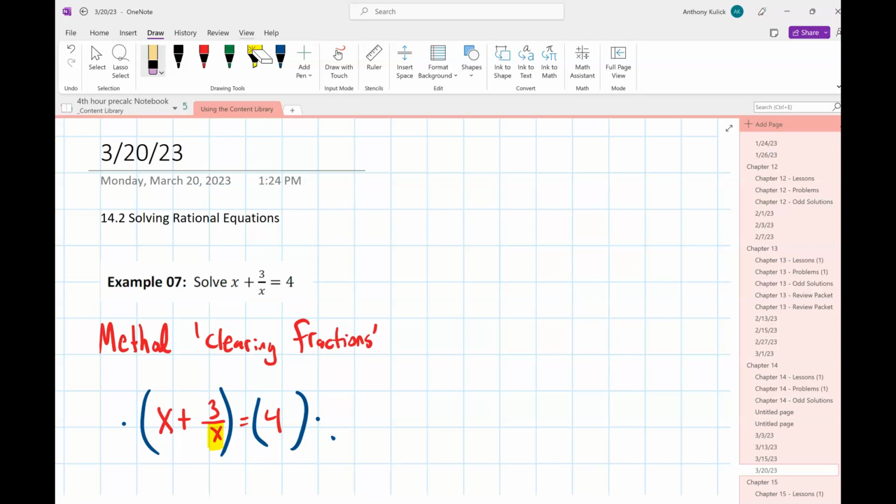What do I need to multiply 3 over x by so that the x in the denominator cancels out? Well, I don't want to use the reciprocal because that'll make fractions in the other places. I don't want to use a fraction when I multiply both sides. I just want to use a thing. I want 3 over x times something to give me just the 3 left. What does that something have to be?